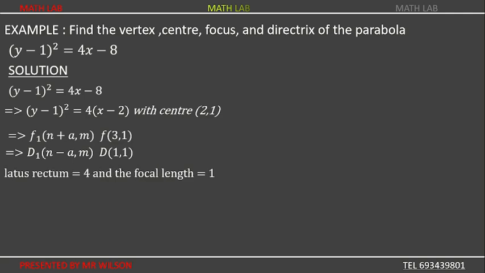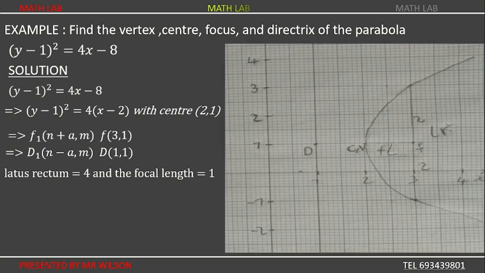Now the latus rectum equals 4, and the focal length equals 1. Okay, 4 times 1, that is 4 times a, we have 4, and the focal length is 1. So you can see it's very interesting. So now let us have the plot. Now let us explain the diagram.